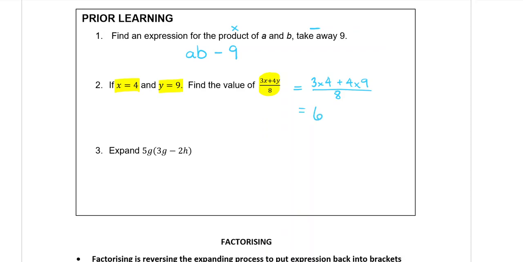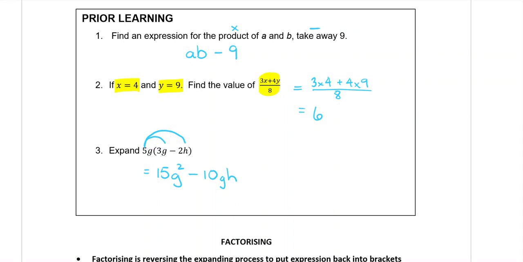In question 3, we want to expand, which means we want to get rid of the brackets, which means the thing that is out the front of the bracket is going to times by each thing inside. So 5g times 3g, 5 times 3 is 15, and g times g is g squared. Then we have a minus sign in the bracket, and we're going to times 5g times 2h. 5 times 2 is 10, and then we have a g from the front and an h from the bracket. And that's it, that's expanding.